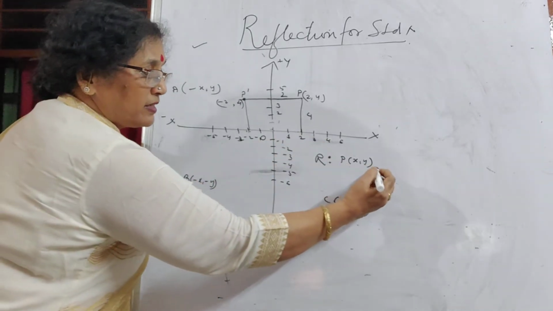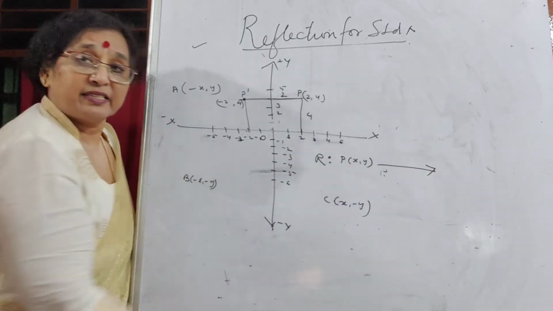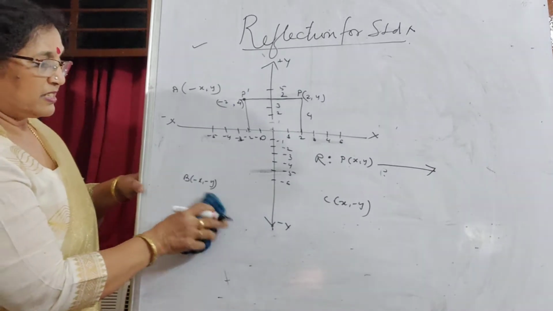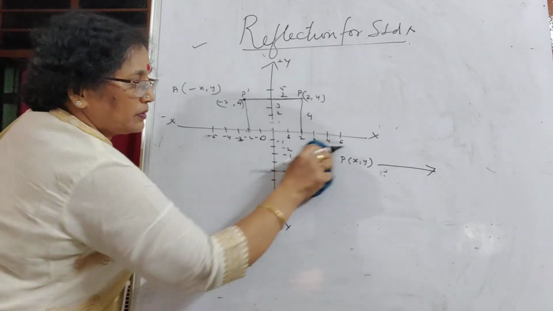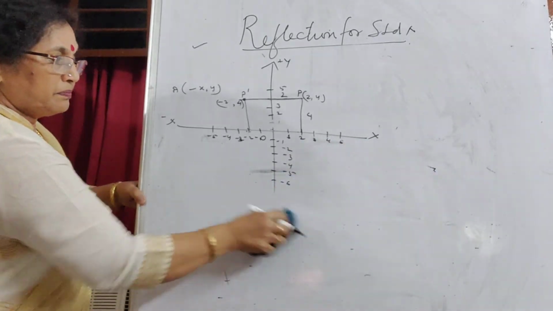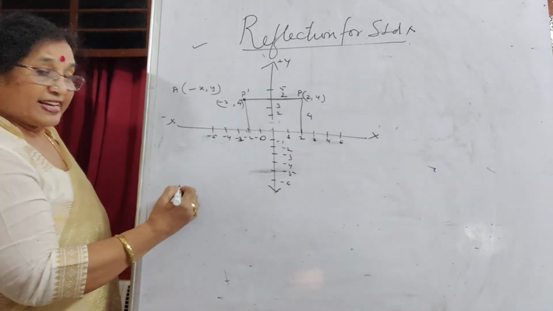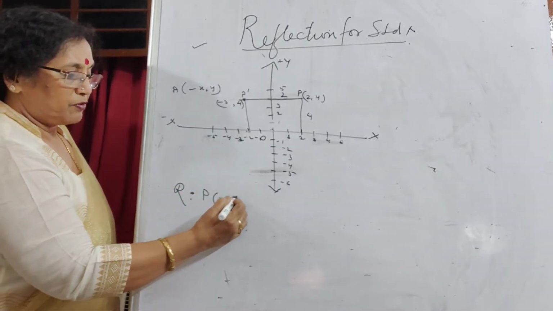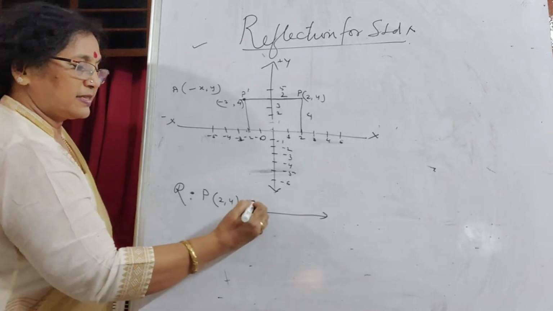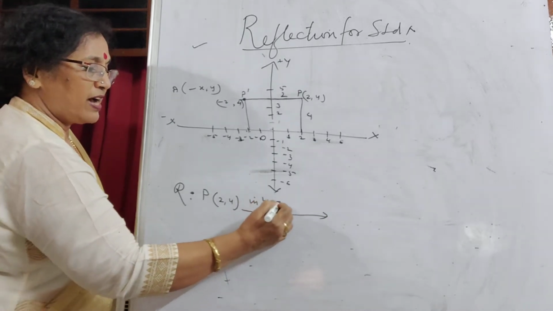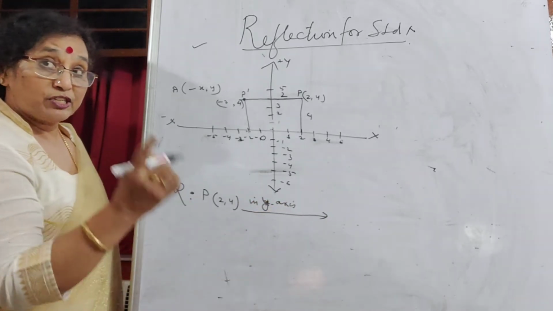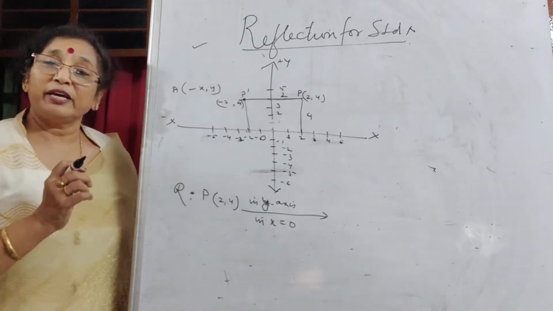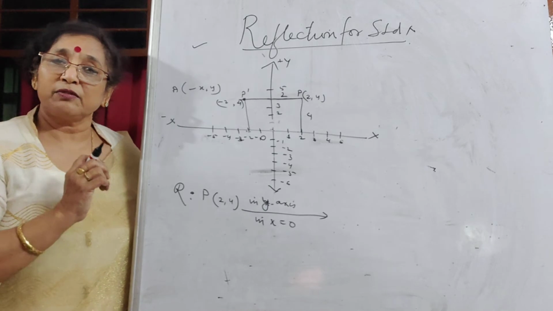So when you go like this, reflection in the x-axis. So here you write the reflection of P, which is 2, 4, in the y-axis. The equation of the y-axis is also called x equals 0. The equation of the y-axis is x equals 0.